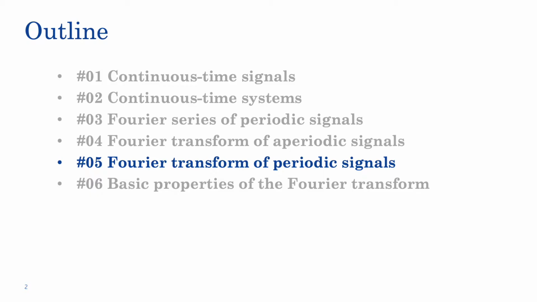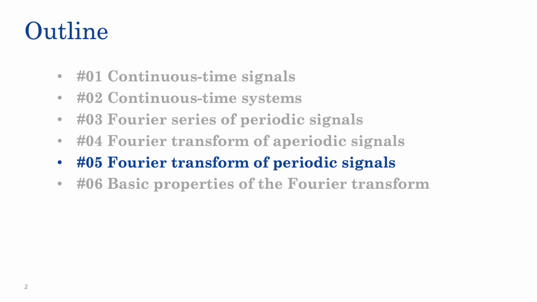In the last two classes, we first learned how to represent periodic signals with a Fourier series, which is a linear combination of complex exponentials, and then how to determine the coefficients of the series. Later on, we learned how to deal with signals that are not periodic by introducing the Fourier transform, which is an integral rather than a series. Today, we will learn how to calculate the Fourier transform of periodic signals.